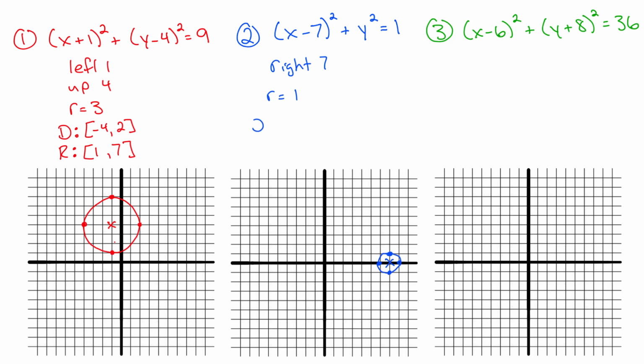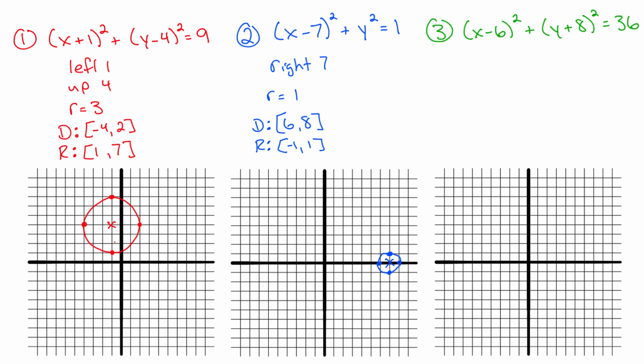And then for funsies, I'm going to list off the domain and range. Good practice. For the domain, it goes 1, 2, 3, 4, 5, 6 is the furthest to the left it exists. And the furthest to the right is 8, put brackets because it includes both of those. And then the y value, the lowest it goes is -1, the highest it goes is +1. There's our domain and range. And then finally, problem number 3.